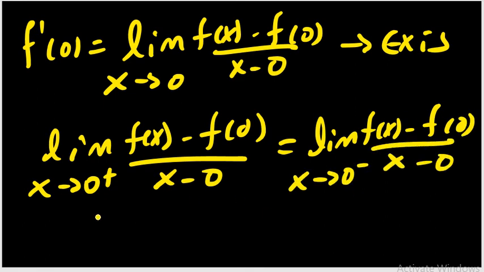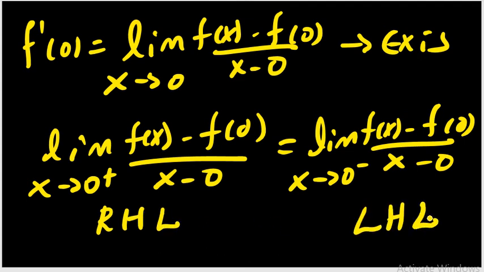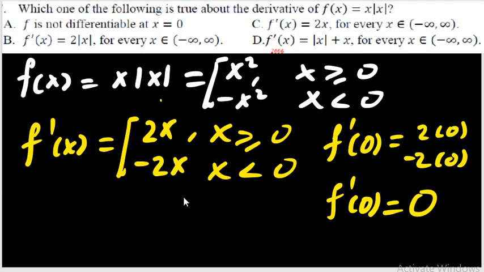We call this the right hand limit, and this one the left hand limit. If the right hand and the left hand limits exist and are equal, we can say the derivative exists at that point. So when we say 0 from the right, we take the first function, because 0 from the right means x squared will be taken.